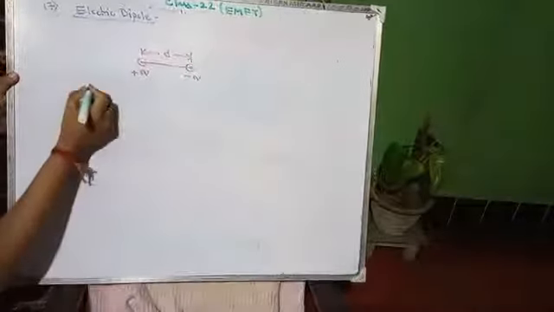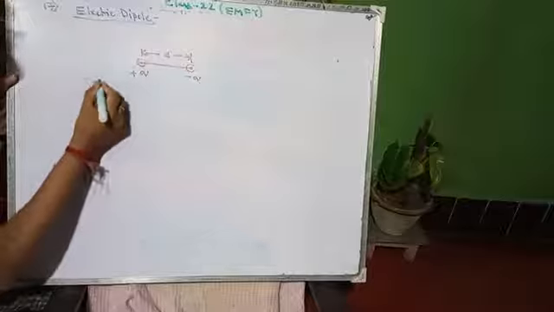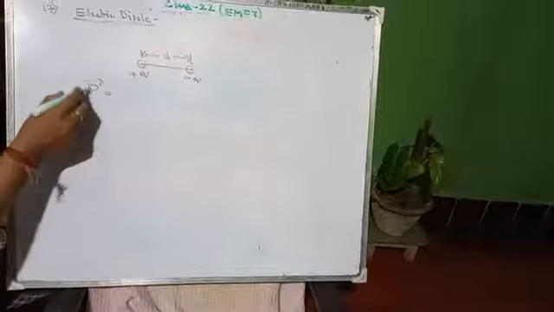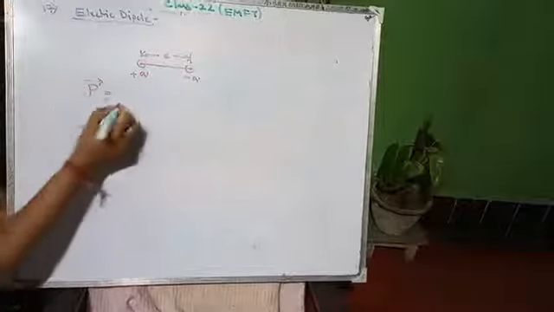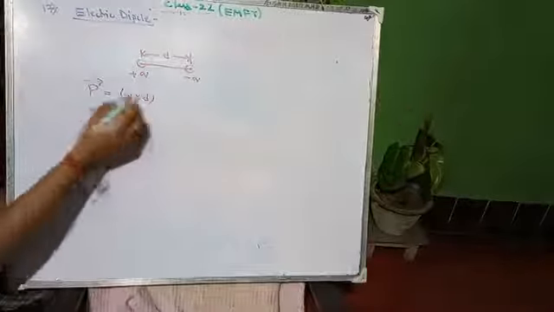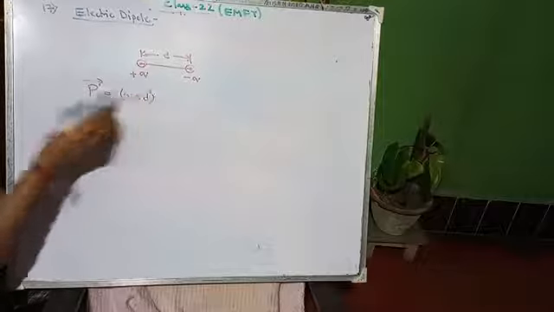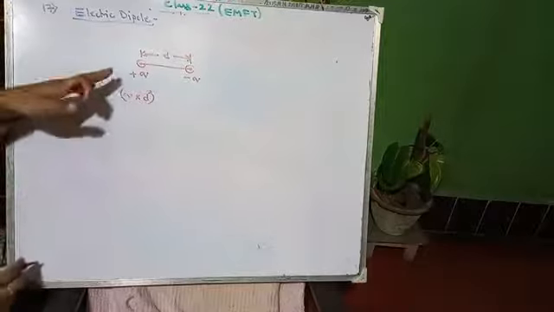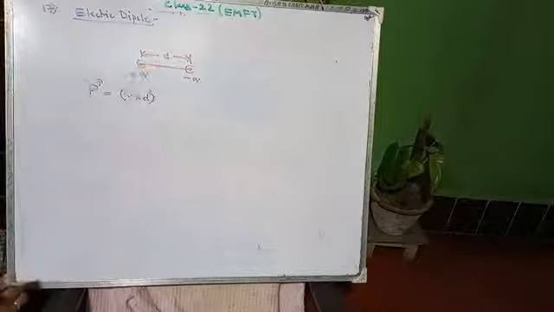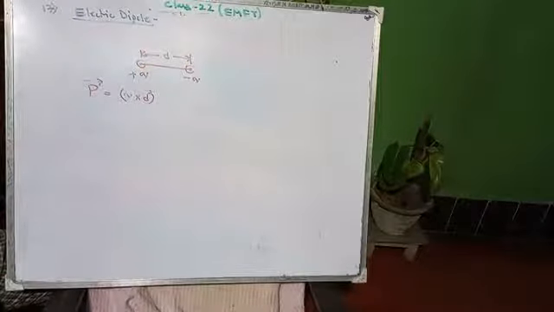The dipole moment is denoted by the vector p, which is equal to q into d, that is, the distance multiplied by the magnitude of either charge of the two points.